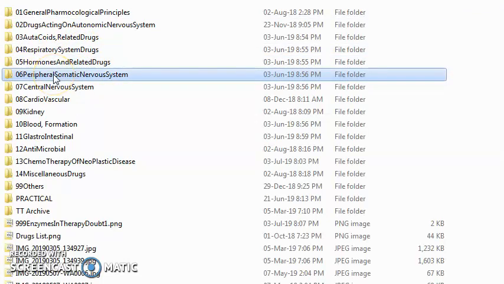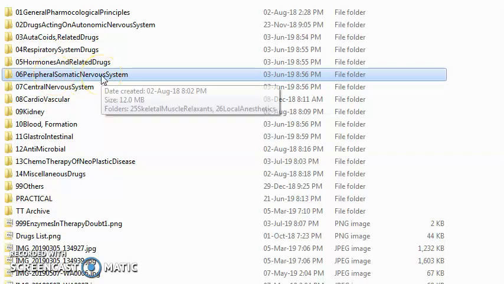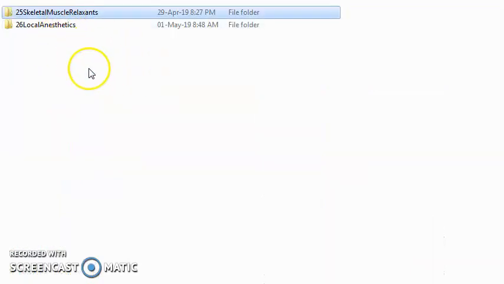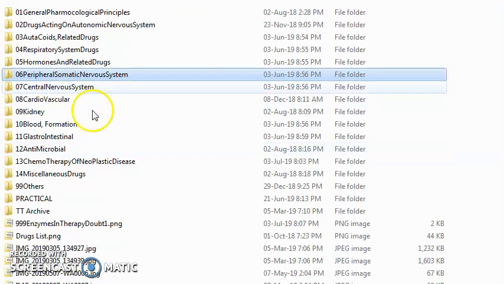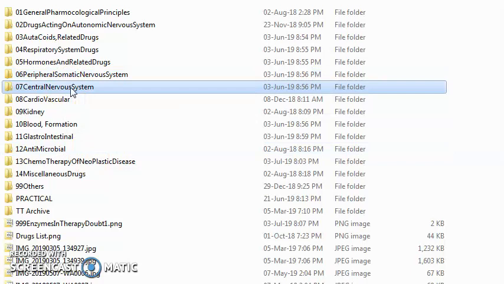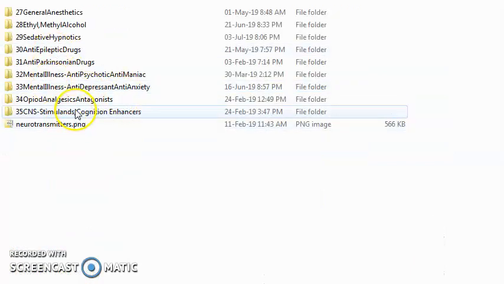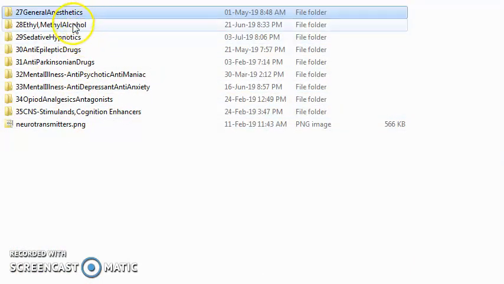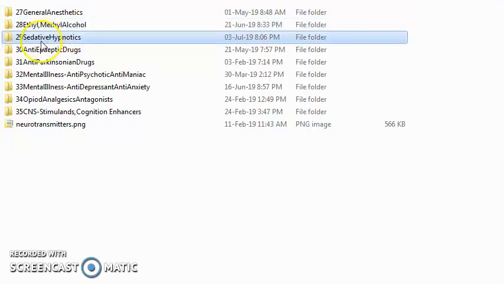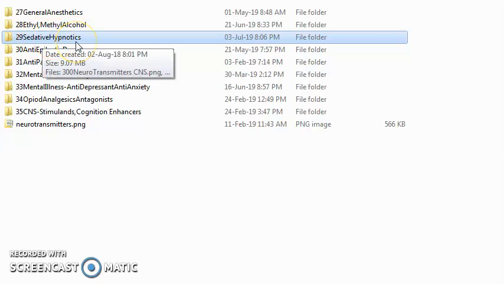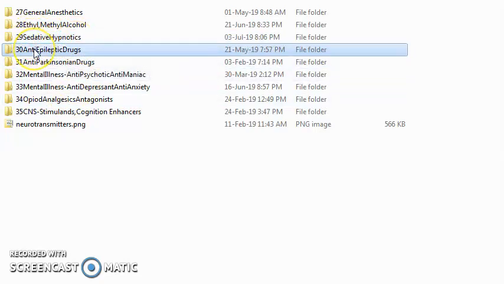Then we will go to the peripheral somatic nervous system. There we will learn about the skeletal muscle relaxants, local anesthetics. Local anesthetics, they have put it under the peripheral somatic nervous system. Under the central nervous system, you will get the general anesthetics, okay? So general anesthetics, ethanol, methanol, sedative hypnotics, all the benzodiazepines, everything will come here.